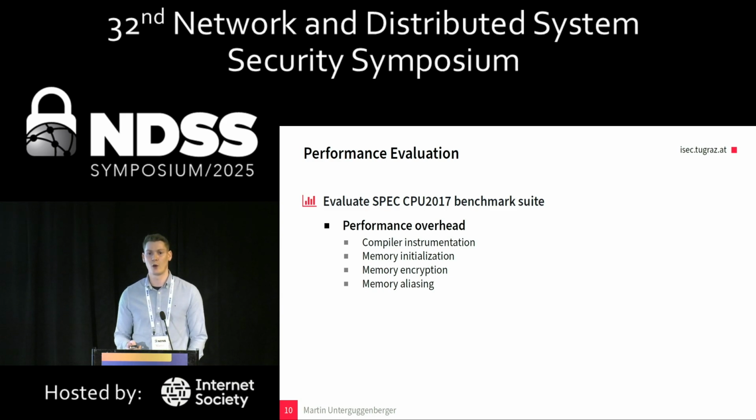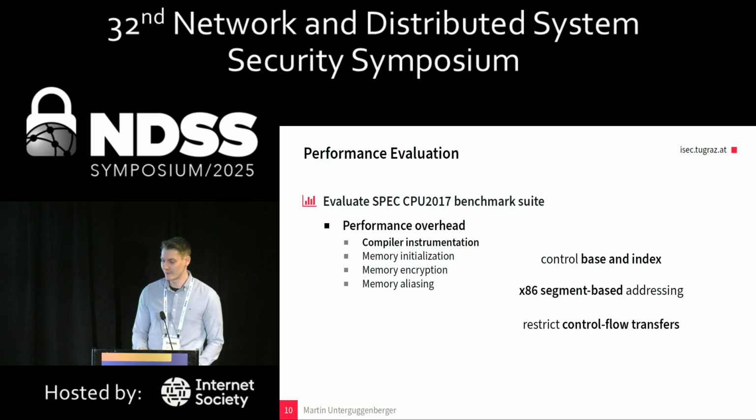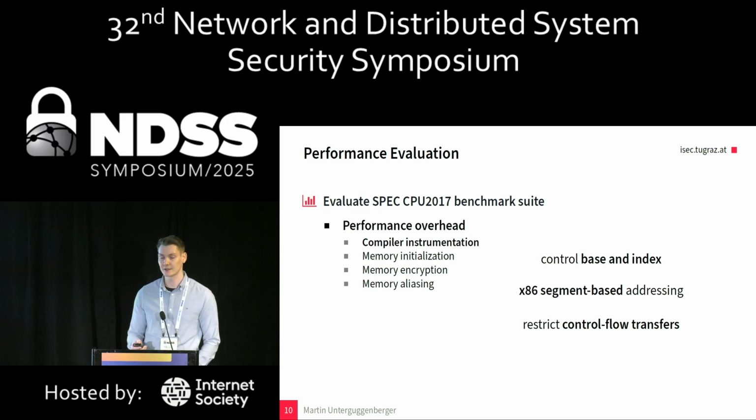suite. And we also wanted to identify the individual elements of the performance overhead, so essentially where the overhead comes from. So first, the vast majority of the overhead stems from the compiler instrumentation itself, as we need to control the base and index for all memory operations. We try to optimize this with x86 segment-based addressing, and the second source of overhead from the compiler instrumentation comes from the restriction of the control flow transfers, mainly from the return address protection, as this is done entirely in software.